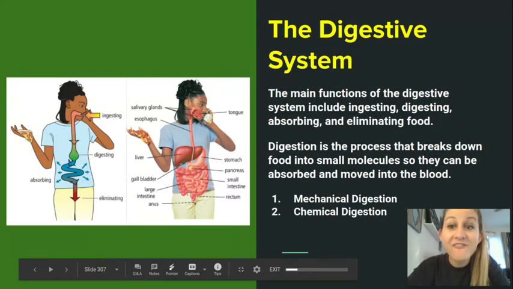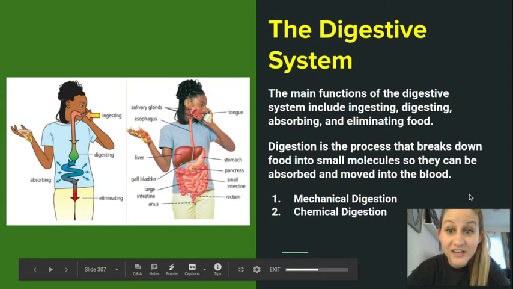The main functions of the digestive system include ingesting, digesting, absorbing, and eliminating food. So it has four big jobs that it needs to do. You can see in our picture over to the left, ingesting is when you first put food into your body. Then the food digests. After the food digests, all those nutrients are absorbed. And then lastly, anything that is not needed is eliminated from your body.